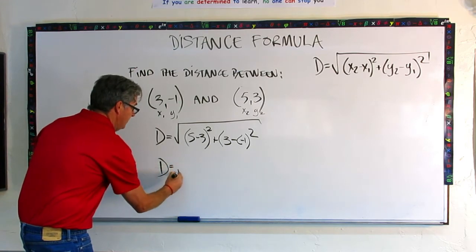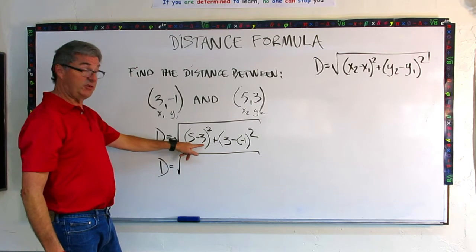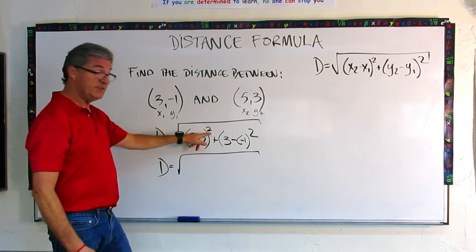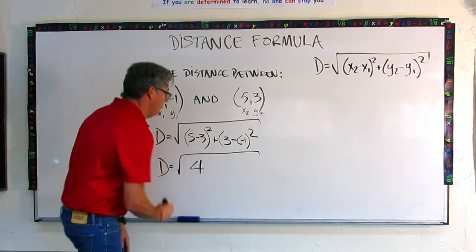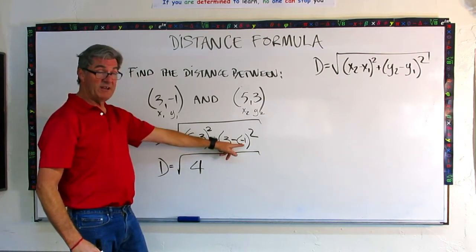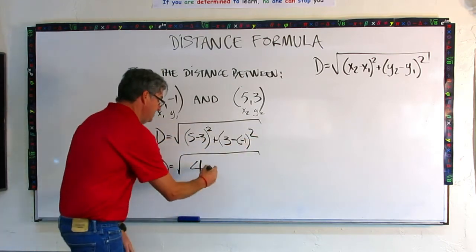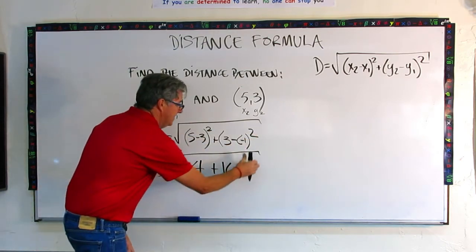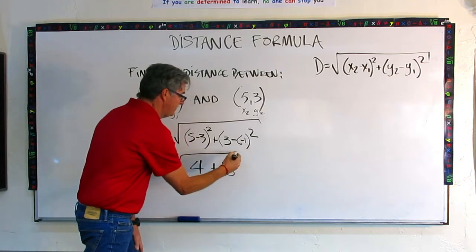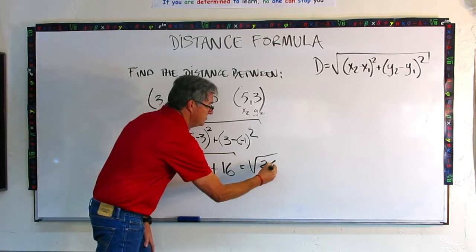D equals, big square root sign. 5 minus 3 is 2. Squared makes 4. 3 minus negative 1 is 3 plus 1 is 4. Squared is 16. Guess I didn't need the big old root sign after all. So this is root 20.